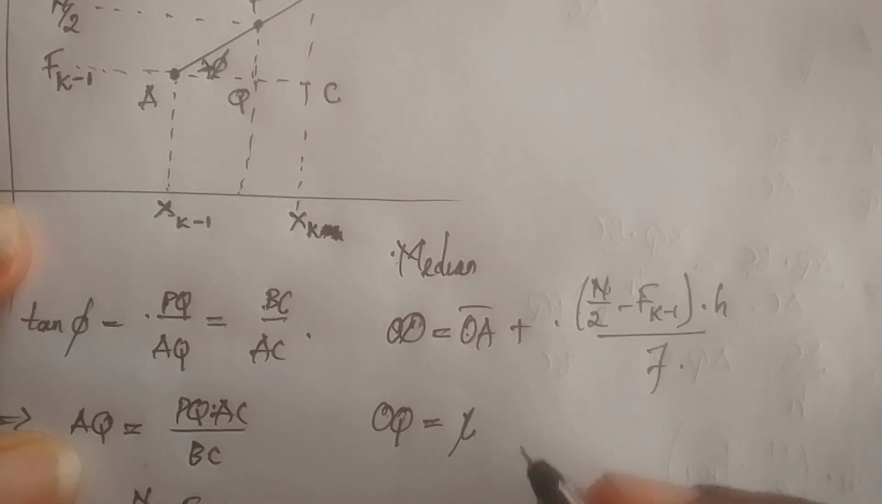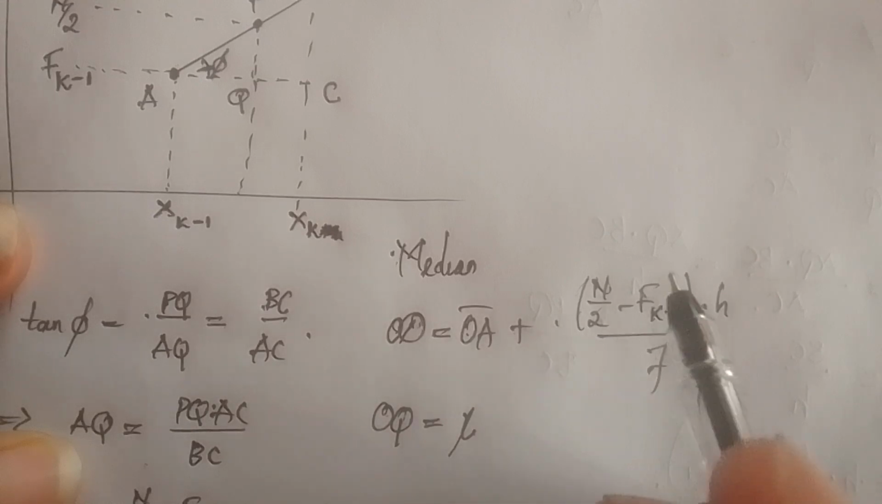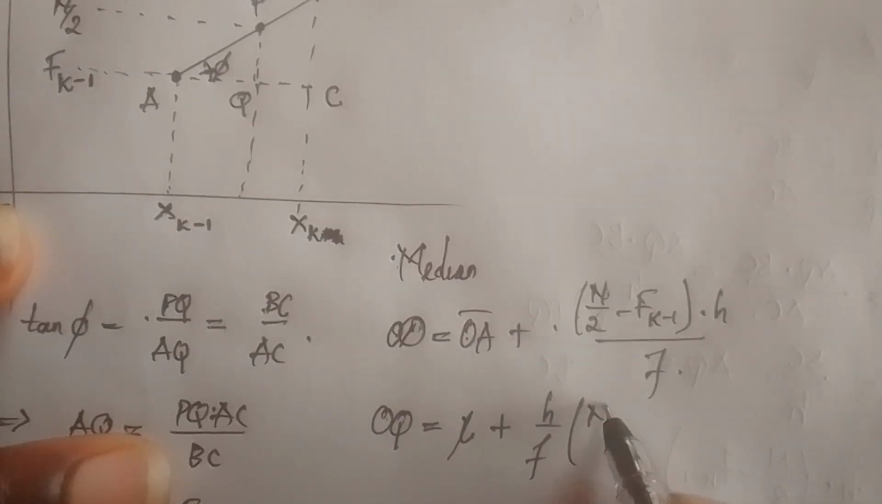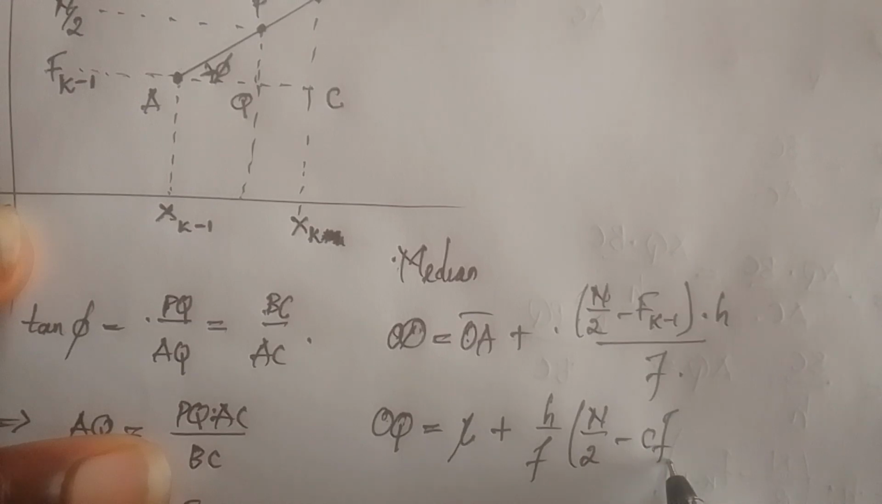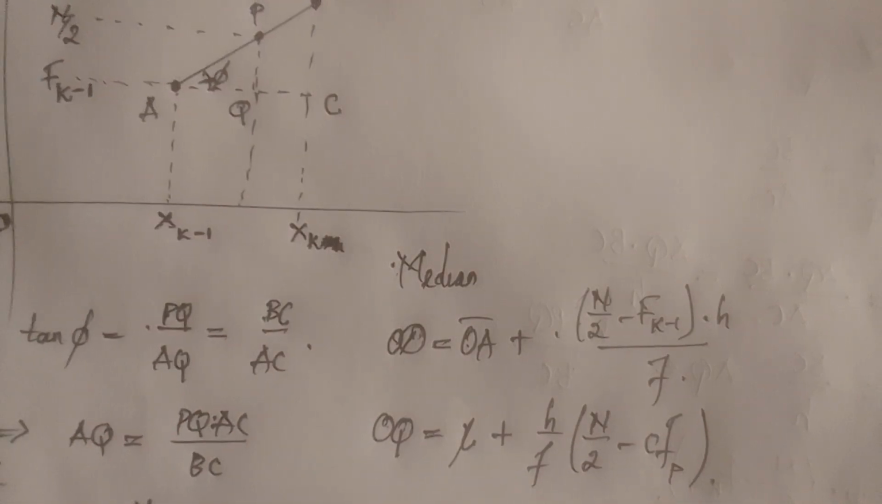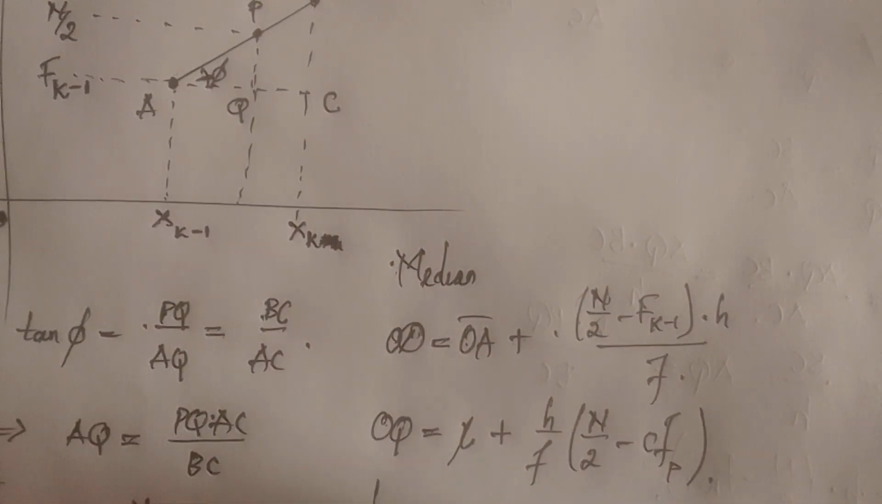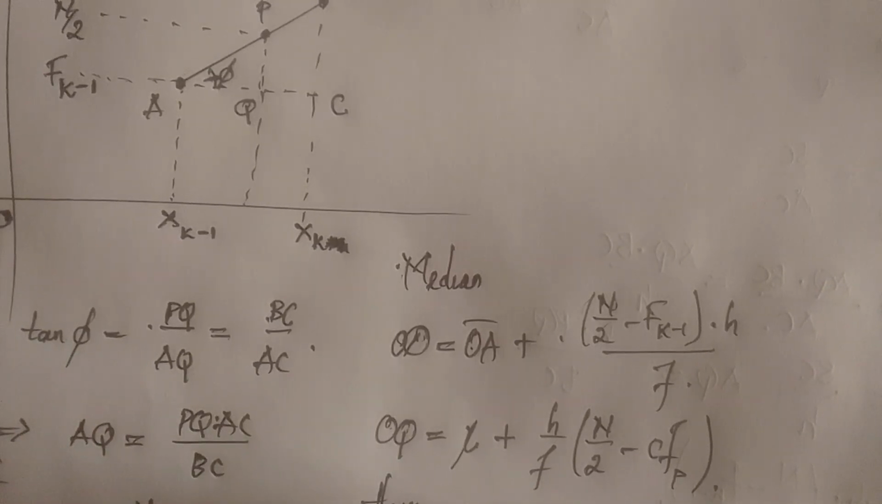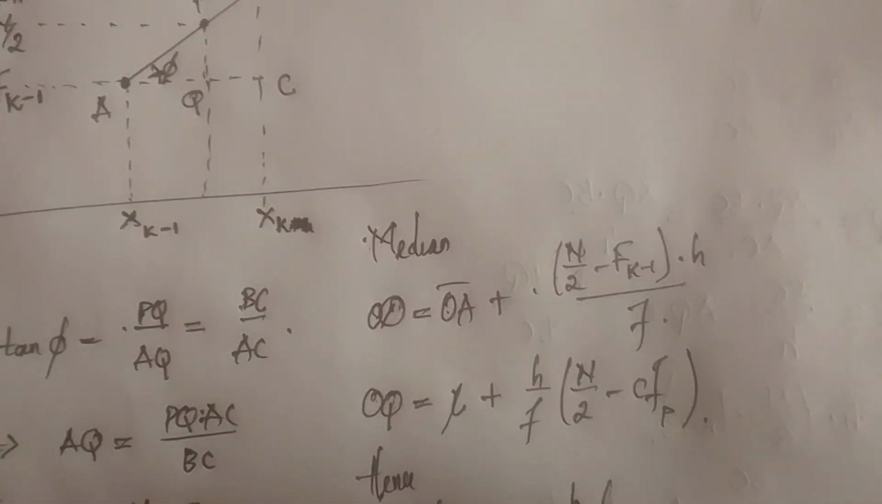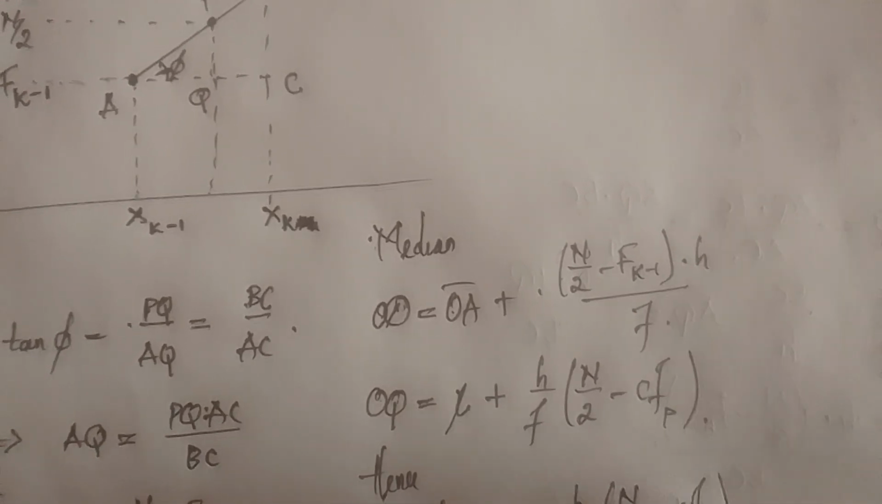OA is the lower limit of the median class plus h over f times n over 2 minus cumulative frequency of the previous class to the median class. Hence, the median for continuous frequency distribution is L plus h over f times n over 2 minus cumulative frequency of the previous class.